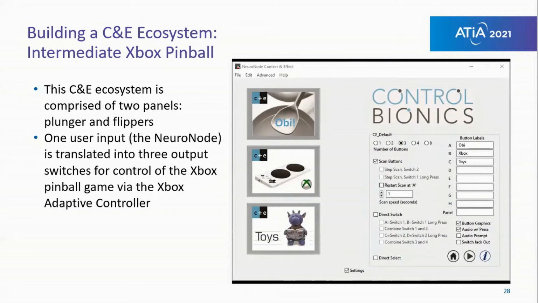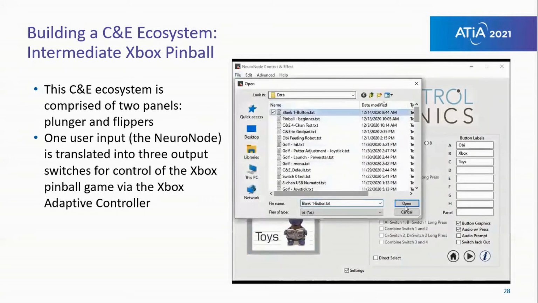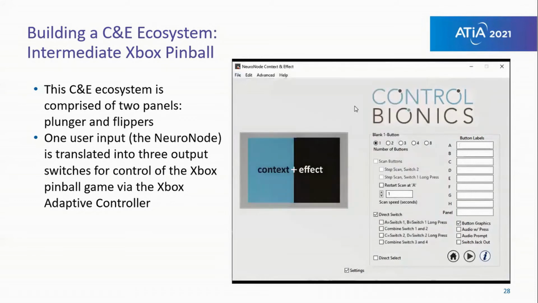So a single activation of the NeuroNode would activate both flippers. In this one, we'll make the left and right flipper independent. First, what we'll do is we will just start with a generic panel, just a simple 1-button panel. And we are going to first turn this into our plunger panel. And the plunger panel will allow us to connect to the Xbox, switch out to the Xbox, to the control that sends out the ball.